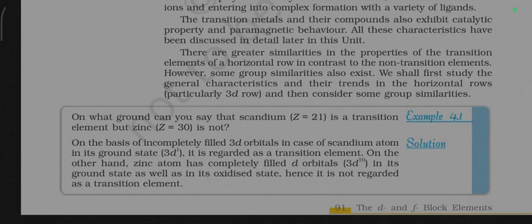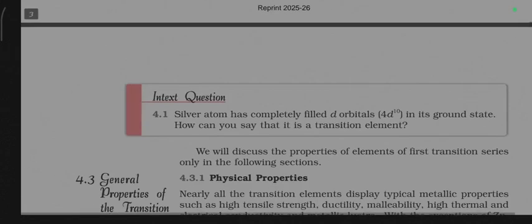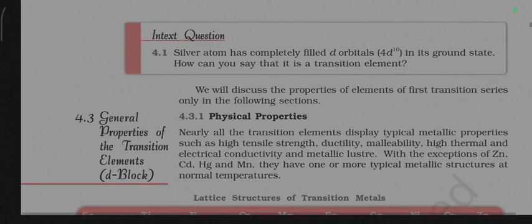On what ground can you say that scandium is a transition element but zinc is not? On the basis of incompletely filled 3d orbitals in the case of the scandium atom in its ground state, 3d1, it is regarded as a transition element. On the other hand, the zinc atom has completely filled d orbitals, 3d10, in its ground state as well as in its oxidized state, hence it is not regarded as a transition element. We will discuss the properties of elements of the first transition series only in the following sections.